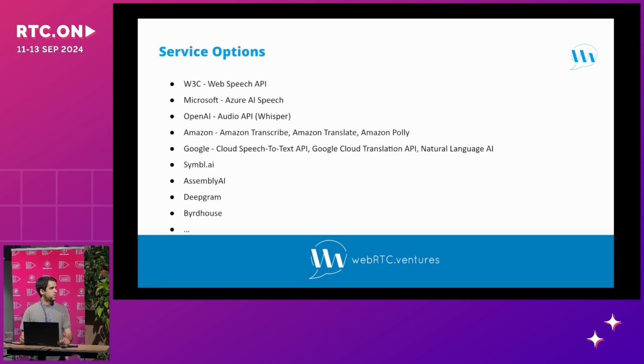And I'm listing some of the service options you have for transcription. You have the Web Speech API from W3C, Azure AI Speech from Microsoft. OpenAI also has the audio API with Whisper. And Amazon and Google have different services for speech synthesis, speech recognition, and also text translation. Then you have others that have additional features and focus on those, which are Symbl.ai, AssemblyAI, Deepgram, and Beerhouse, which does specifically speech translation. But there are many, many more.